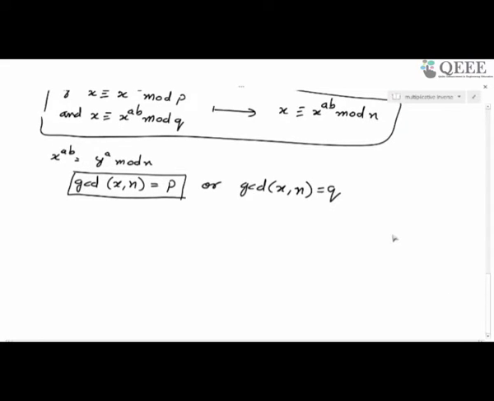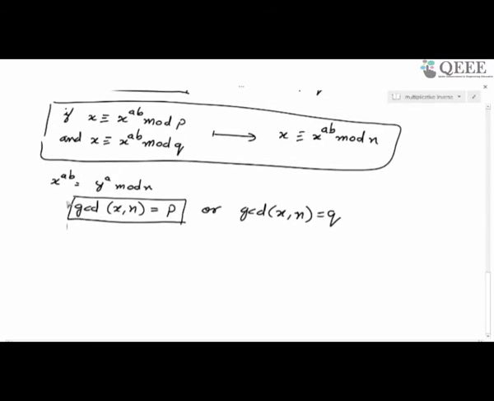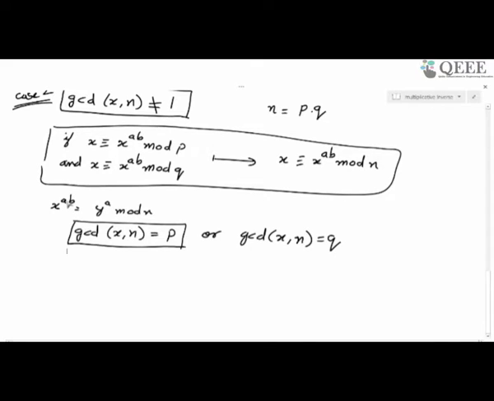And what we are going to show now is that if the GCD of x comma n is p, then x is congruent to y to the power of a mod p, and x is congruent to y to the power of a mod q. Now y to the power of a mod p is nothing but x to the power of ba mod p. This is congruent to x to the power of ab mod p.